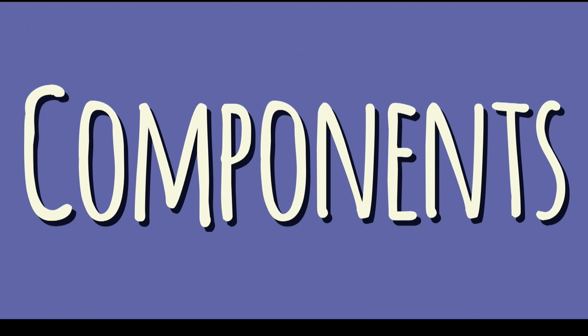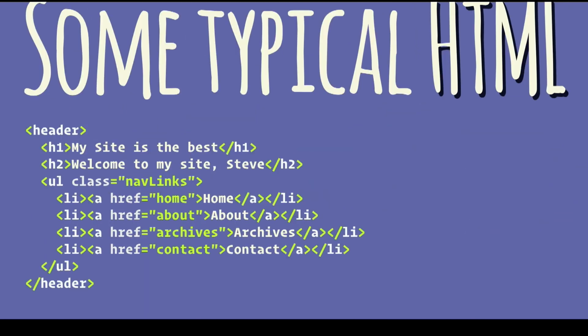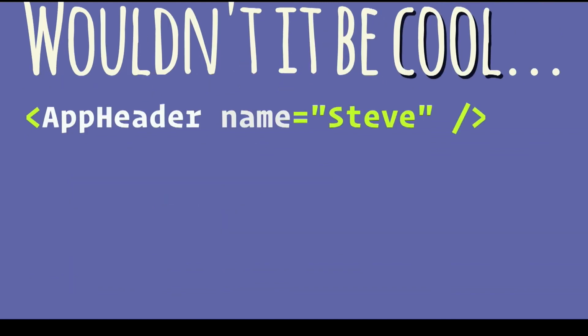So I've been saying component a lot. What does that mean? So we've seen this before. This is just some typical HTML. Again, it's like that header that I talked about. There's an H1, an H2, there's an unordered list. Looks like some nav links. That's just typical HTML. We've seen this. We've been writing it the last week.